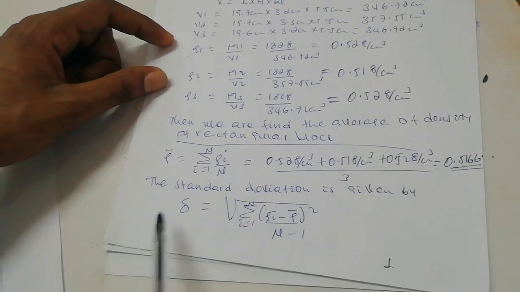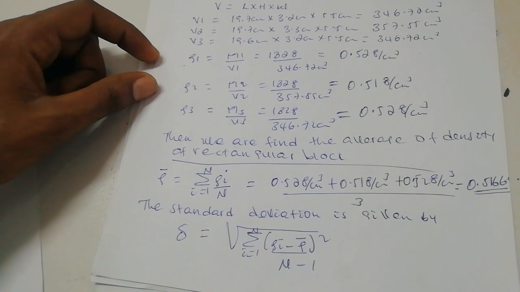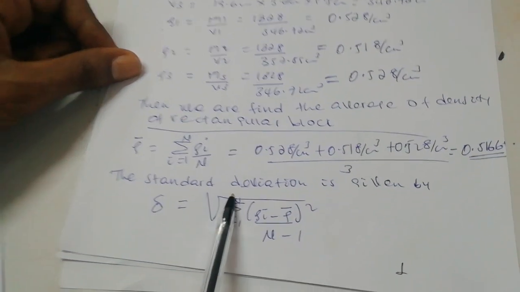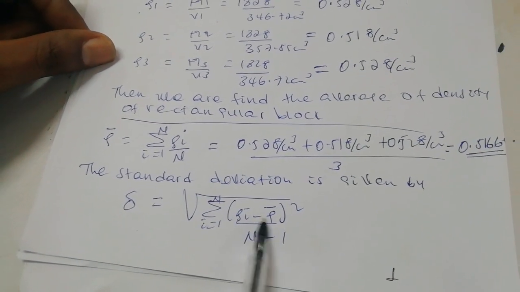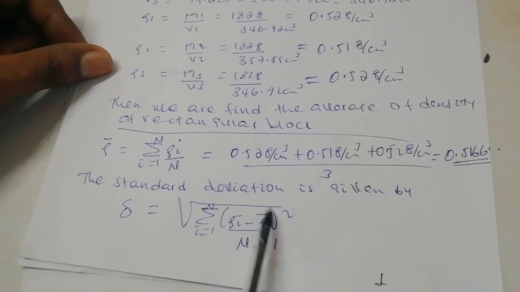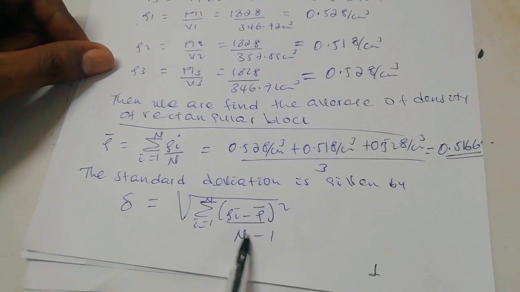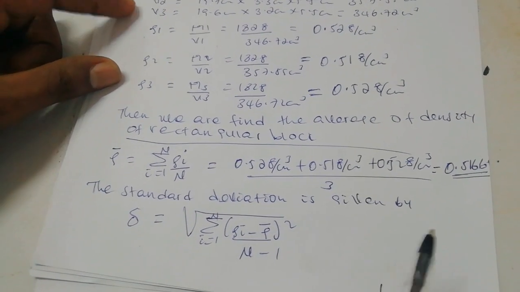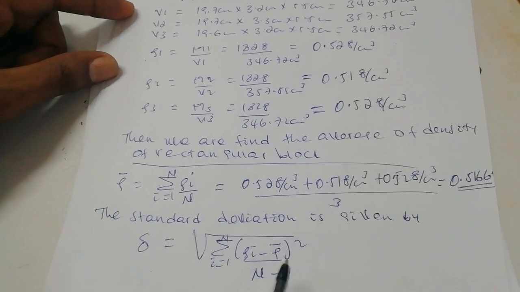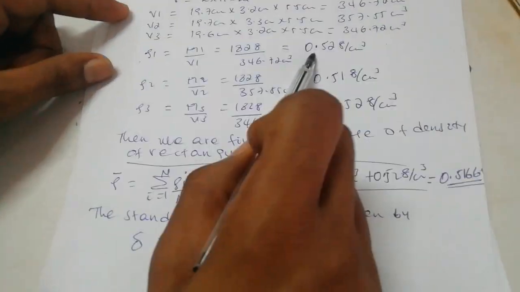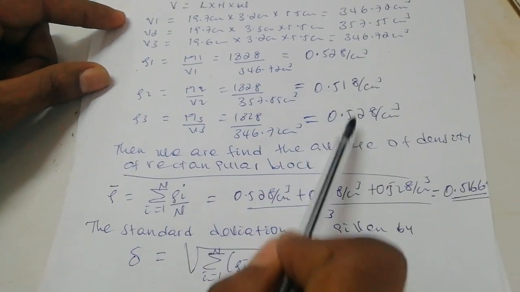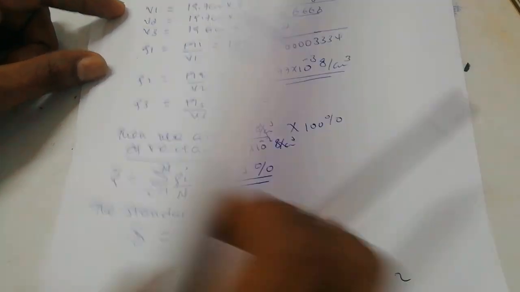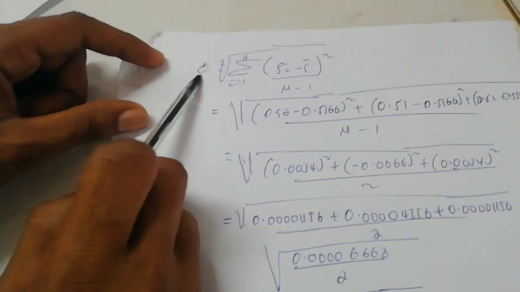The second step is we can find the standard deviation for this density. The standard deviation is given by the square root of the summation from 1 to n of the individual density measurement minus the mean density, the whole square, over n minus 1, where n is the number of measurements or the number of trials in the experiment. So we insert the values: density 1 is 0.52, density 2 is 0.51, density 3 is 0.52, and the mean density is 0.5166.